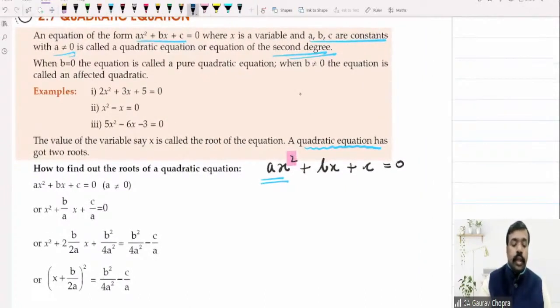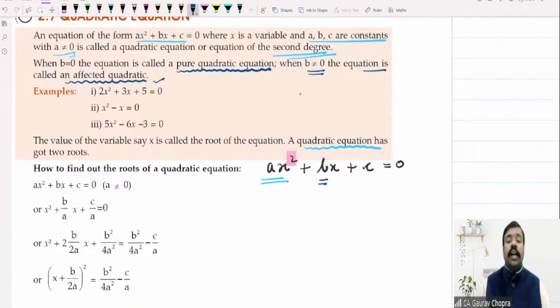Also, if b is equal to 0, that means the coefficient of x is 0, then the equation is known as pure quadratic equation, because there is no other degree of variable. But if b is not equal to 0, it has some value, then the equation is called an affected quadratic, because with x square, we also have an x with power 1.